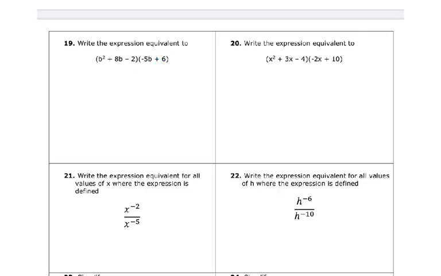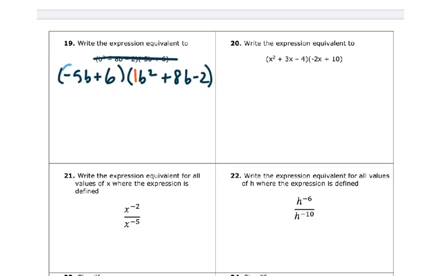So let's rewrite this as negative 5b plus 6 times b squared plus 8b minus 2. It just makes it a little bit more consistent with what we did before. It's the same thing. I just put the binomial in the front. I'm going to drop a 1 in front of this b squared so it doesn't confuse you.